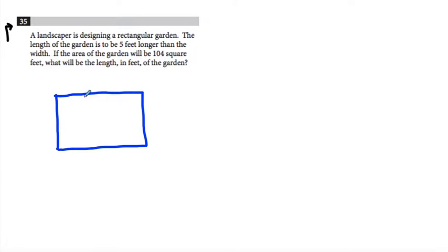Now, the thing with these types of questions when we're dealing with area, we need to know the formula. Area is length times width. But if I don't have a length and a width and they're giving me one in terms of the other, I always write my variable in terms of the width, the smaller of the two, because width is smaller than length. And remember, we're trying to write one variable equations. Those are the ones that are easy for us.